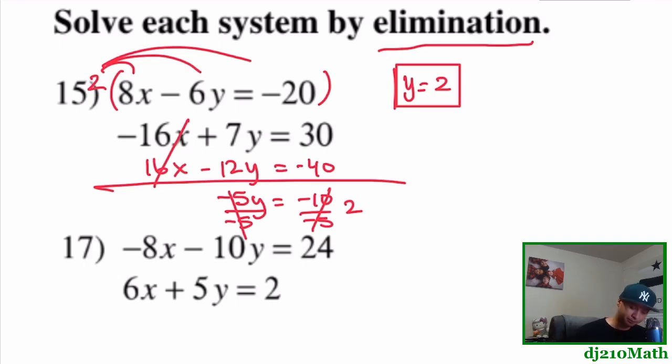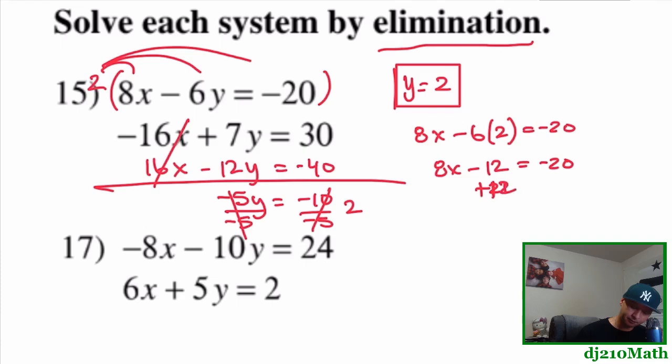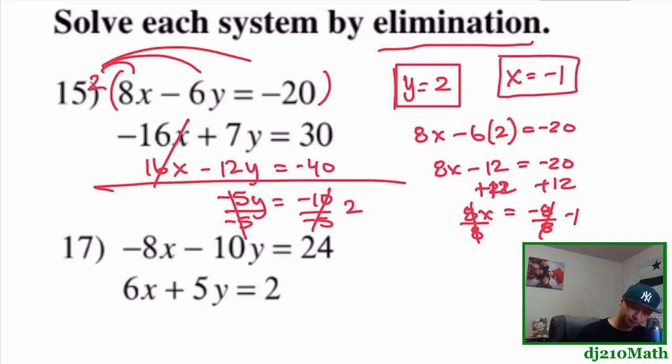Plug that into one of them. Doesn't matter which one. I'm using the top. 8x minus 12 equals negative 20. Add 12, add 12. 8x is equal to negative 8. Divide both sides by 8. Negative 1. So x is equal to negative 1. All right.